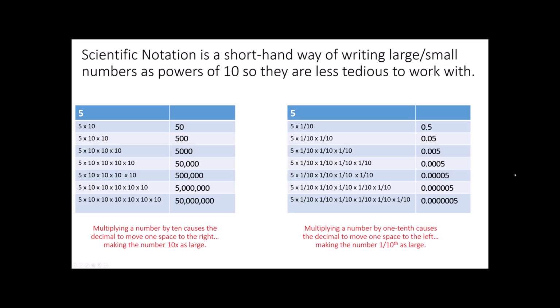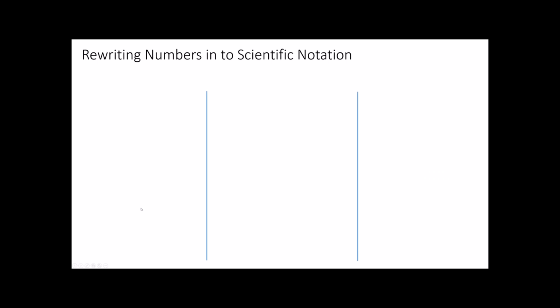Why do we care? Well, because I can take any of these numbers and I can rewrite them as 5 times a certain number of 1/10ths. I could take any of these numbers and I could rewrite them as a 5 times any number of tens. In fact, I can take any number and rewrite it so that it is a single-digit number times a bunch of tens. Let's take a look at that.